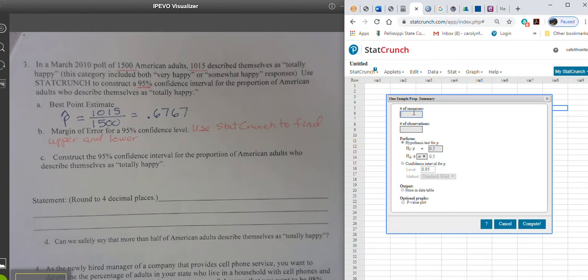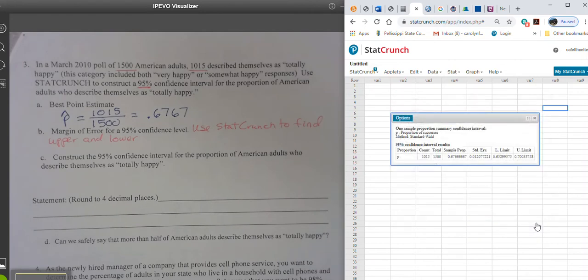Number of successes, well, that's the 1,015 adults that said they were totally happy. Number of observations, that's the 1,500 adults that we surveyed. We click this button here to have StatCrunch build our confidence interval for us so we can get our upper and lower limits. Our confidence level is 0.95. We hit compute. So here they are, and these are in decimal form. This is our lower limit, and this is our upper limit.